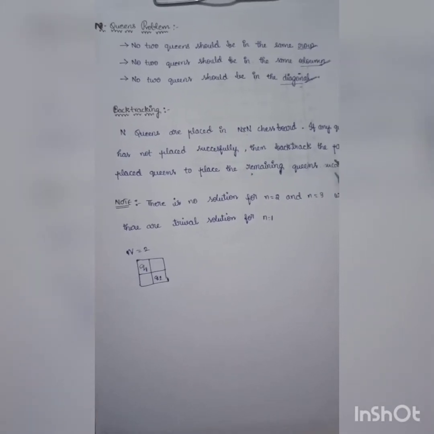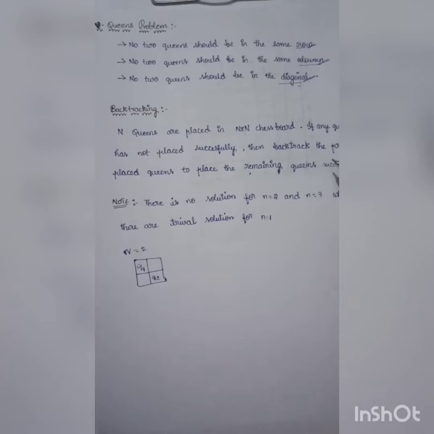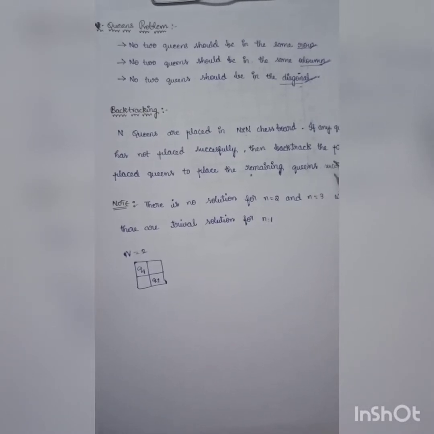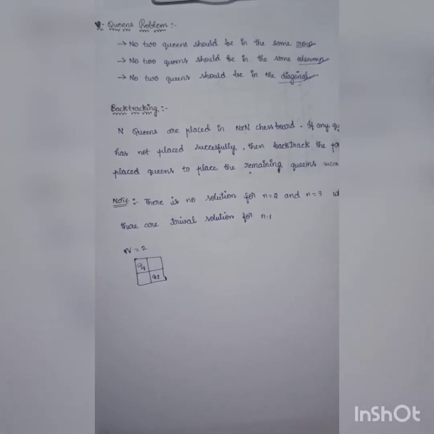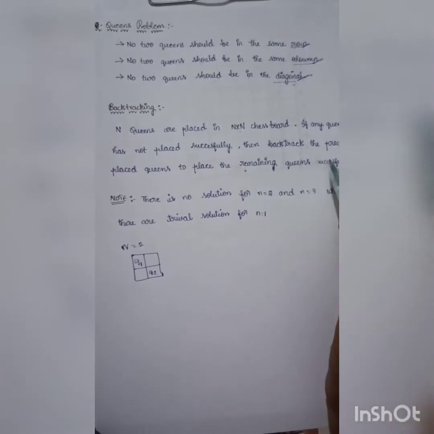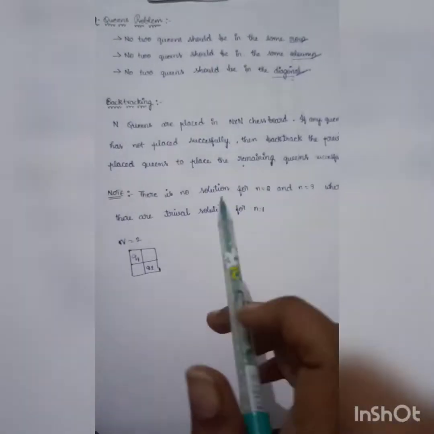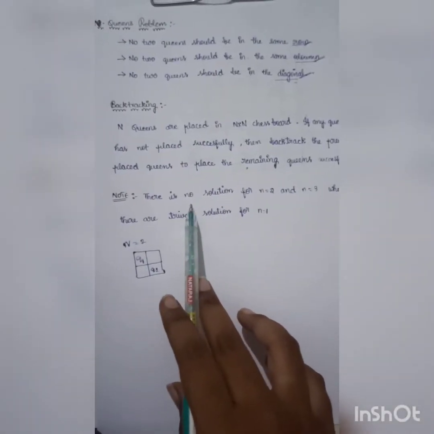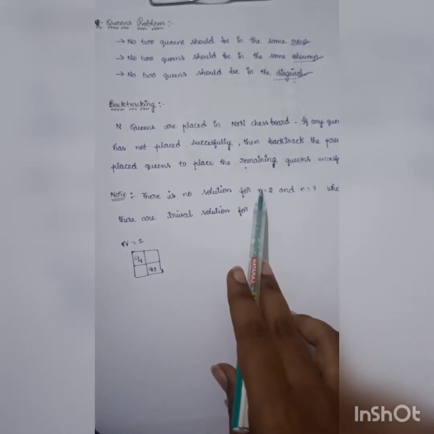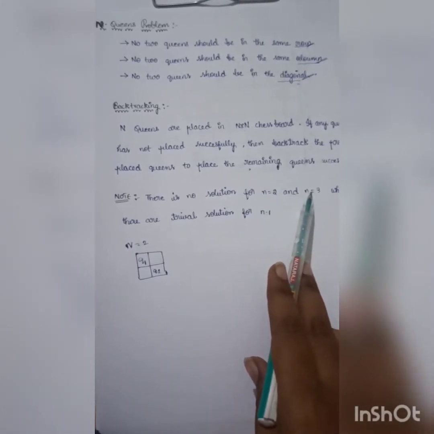If any queen was not placed successfully, then we backtrack the previously placed queens to place the remaining queens successfully. There is no solution for N equal to 2 and N equal to 3.